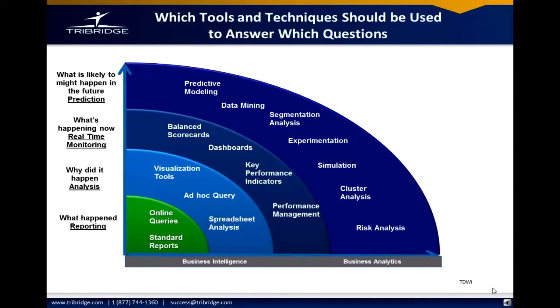When we want to answer the question, what's likely to happen in the future, we're really getting into the core of business analytics. And here we're going to use predictive modeling, data mining, some segmentation analysis, experimentation, simulation, cluster analysis, and risk analysis. So these predictive models and these experimental techniques are the approaches that we use in business analytics to really try to predict the outcomes of what's likely to happen.